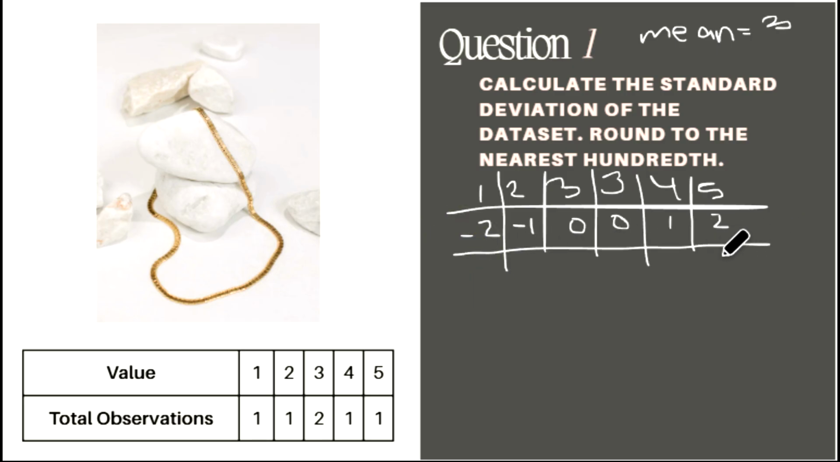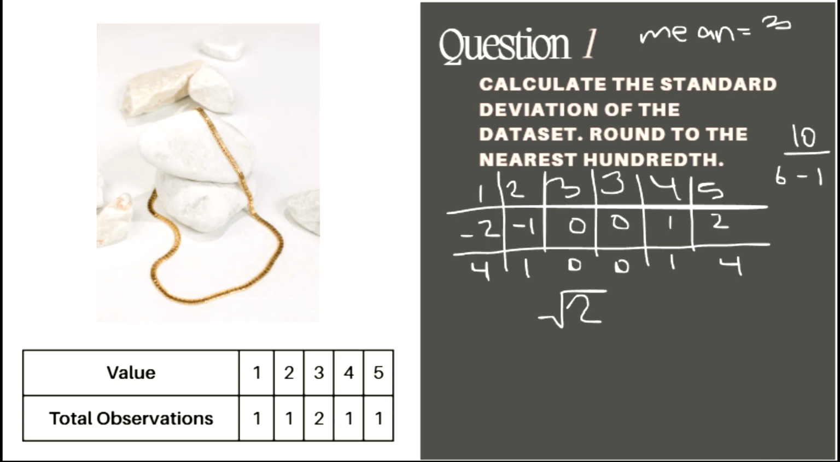Now the next step we need to do is square these so that we can get rid of all of the negatives. So negative 2 squared is 4. Negative 1 squared is 1. 0, 0, 1, 4. Now we need to find the mean of all of these. So 4 plus 1 is 5, 6, 7, 8, 9, 10. 10 divided by n minus 1. We have 1, 2, 3, 4, 5, 6, so 6 minus 1, so it ends up 10 divided by 5, which is 2. And then we need to take the square root of that.